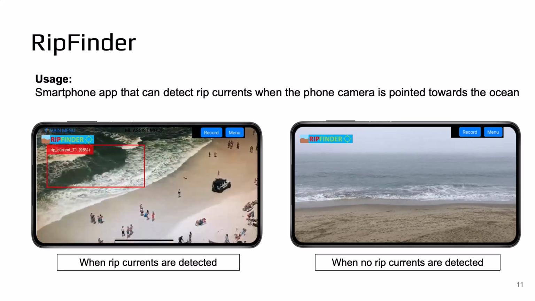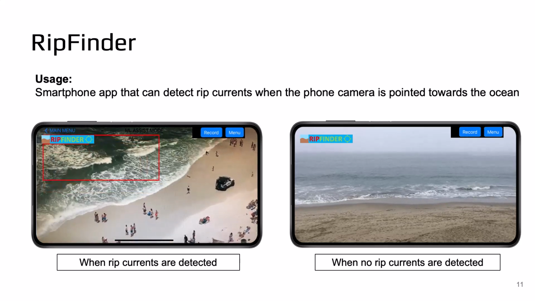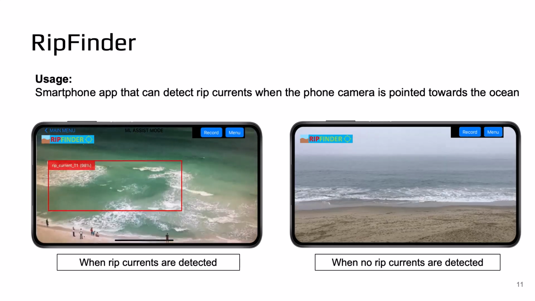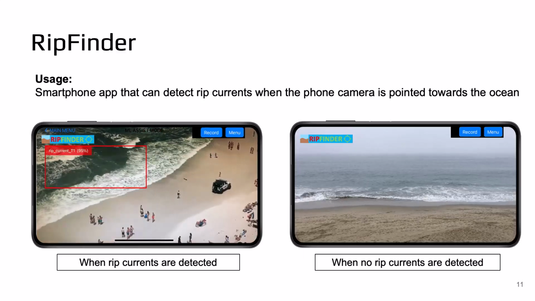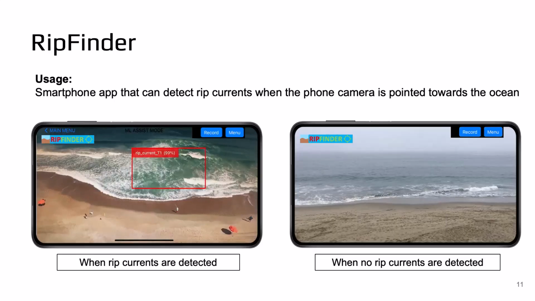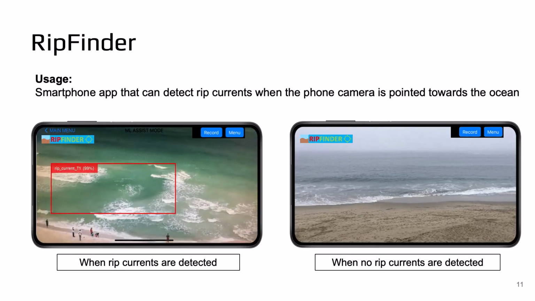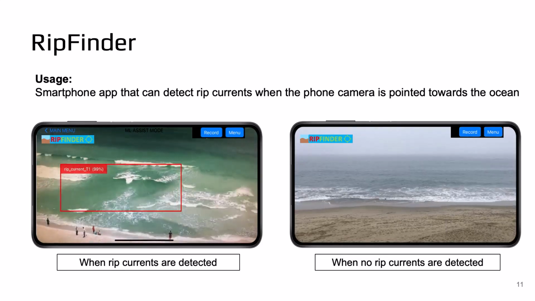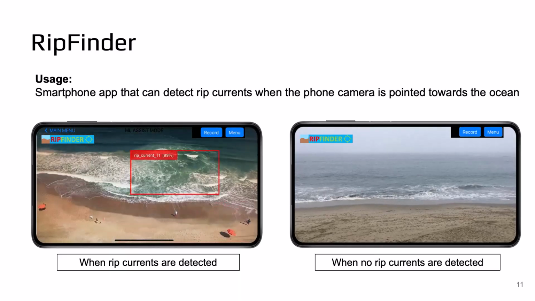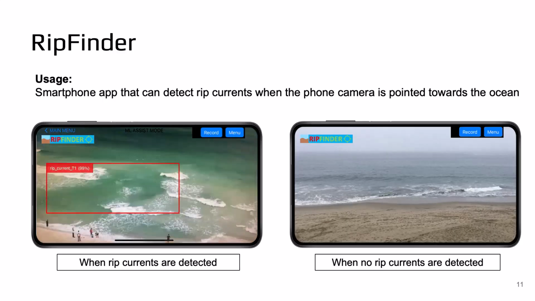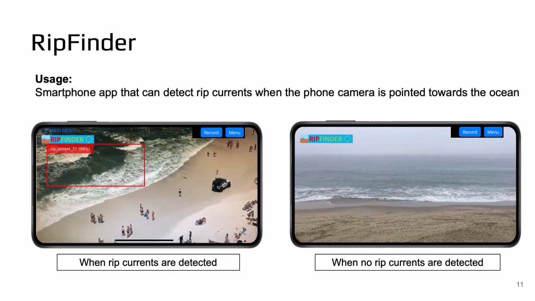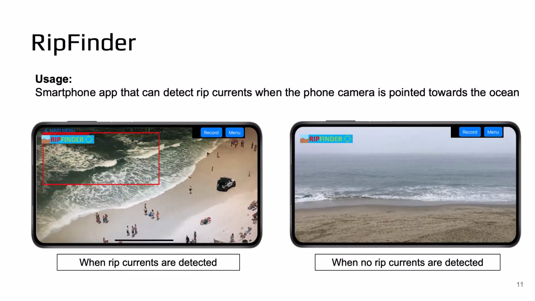This is not exactly the app in action, but a quick visualization of how rip current detection would look if someone is using the phone app. As you can see, when rip currents are detected, it shows the rip current using a bounding box and also this small label showing how much area is covered by the rip current in the viewfinder.